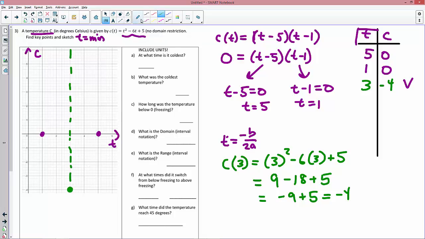I know it's a facing up parabola because right here, this is positive, right? There's no negative sign there. So I know it's positive, so I know it's going to go up like this. But I'm going to get some more points, though, to help me draw this parabola a little bit better.